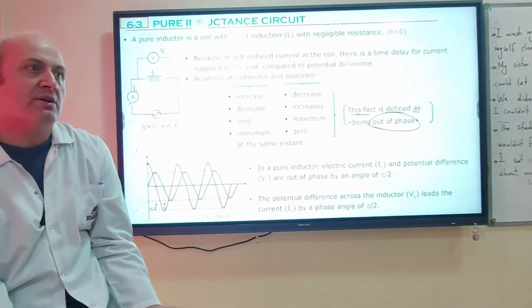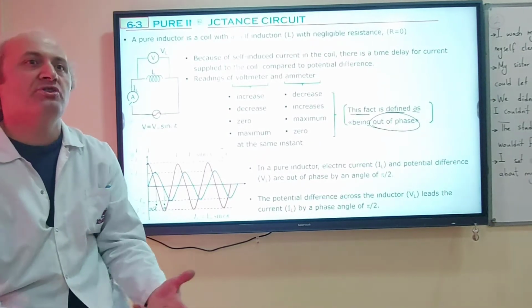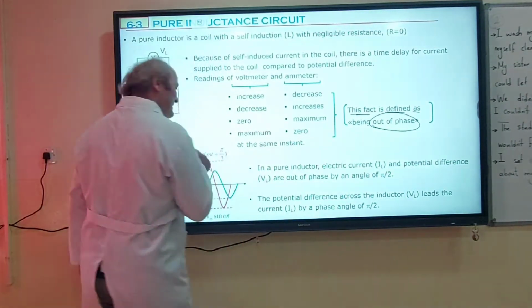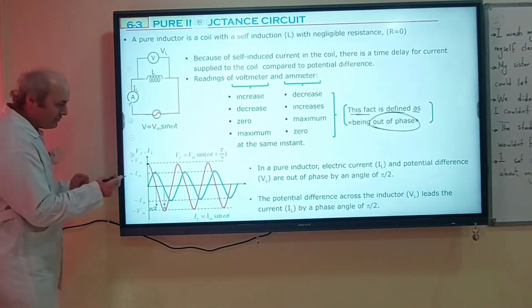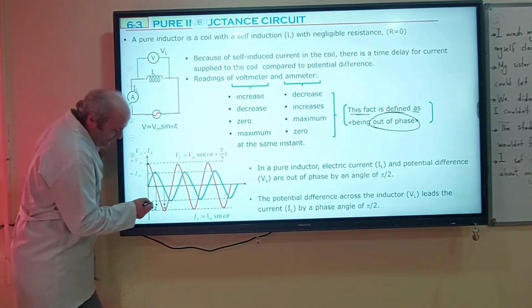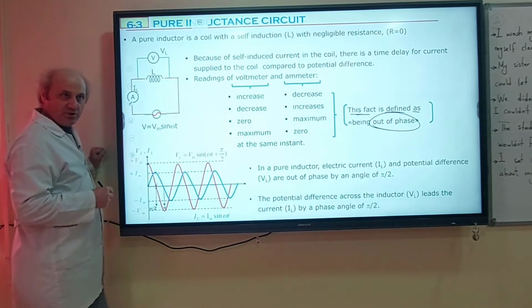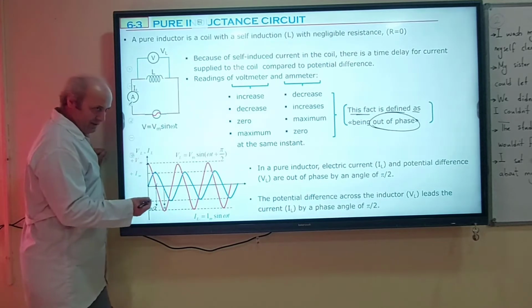Okay, out of phase, but what is the angle? How much out of phase? We can see it. Look at it here. Here the potential difference is 0, but electric current is not 0. Where is the electric current 0?